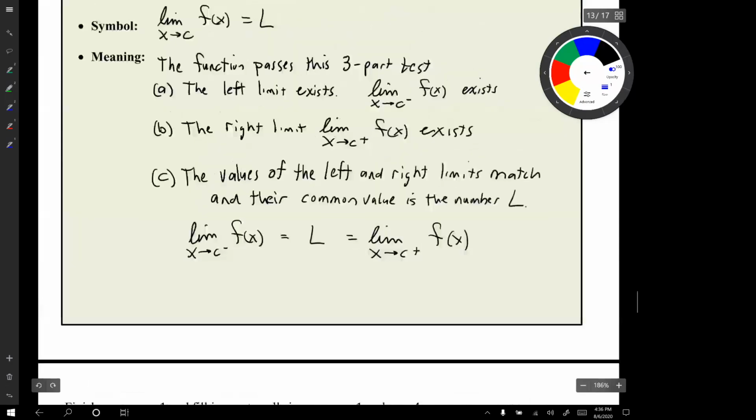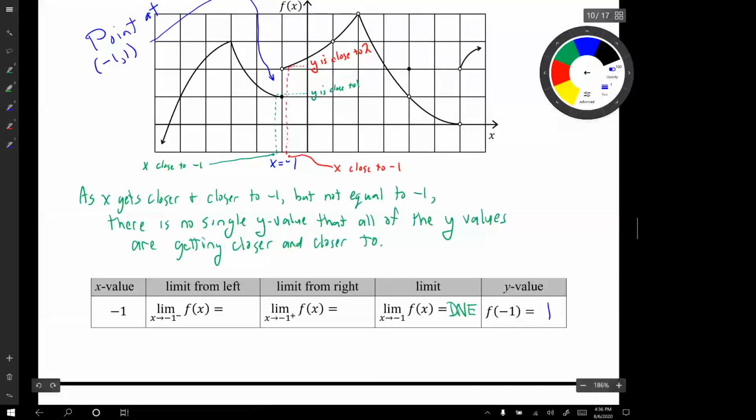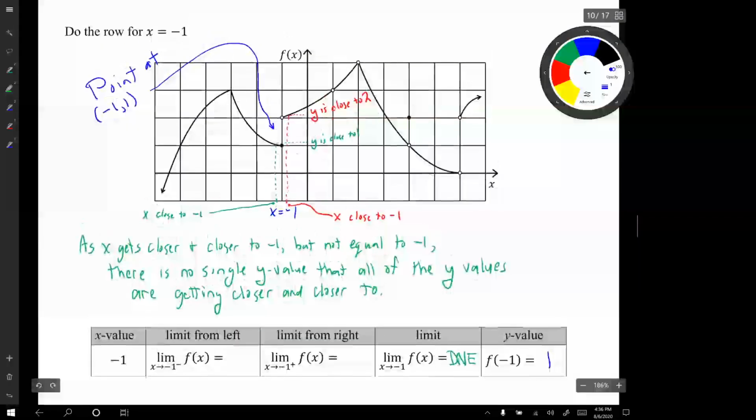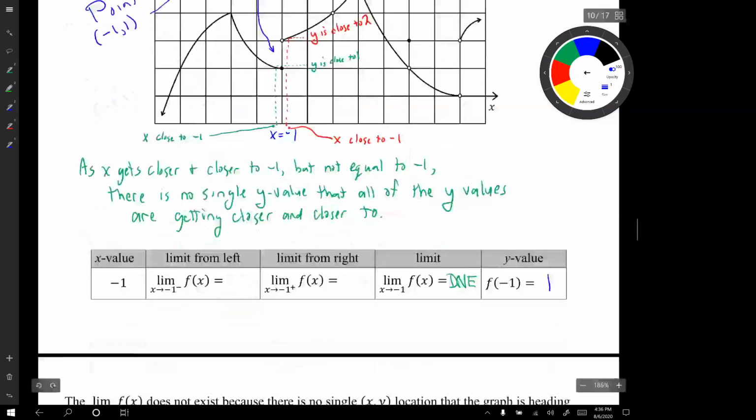Let's go back up and double check that on the graph. The y value exists. It's the number 1 because there's a point at (-1, 1). The limit from the left was the number 1 because the graph is heading for this location where y is 1. The limit from the right is the number 2 because the graph appears to be heading for this location, (-1, 2), as you come in from the right.